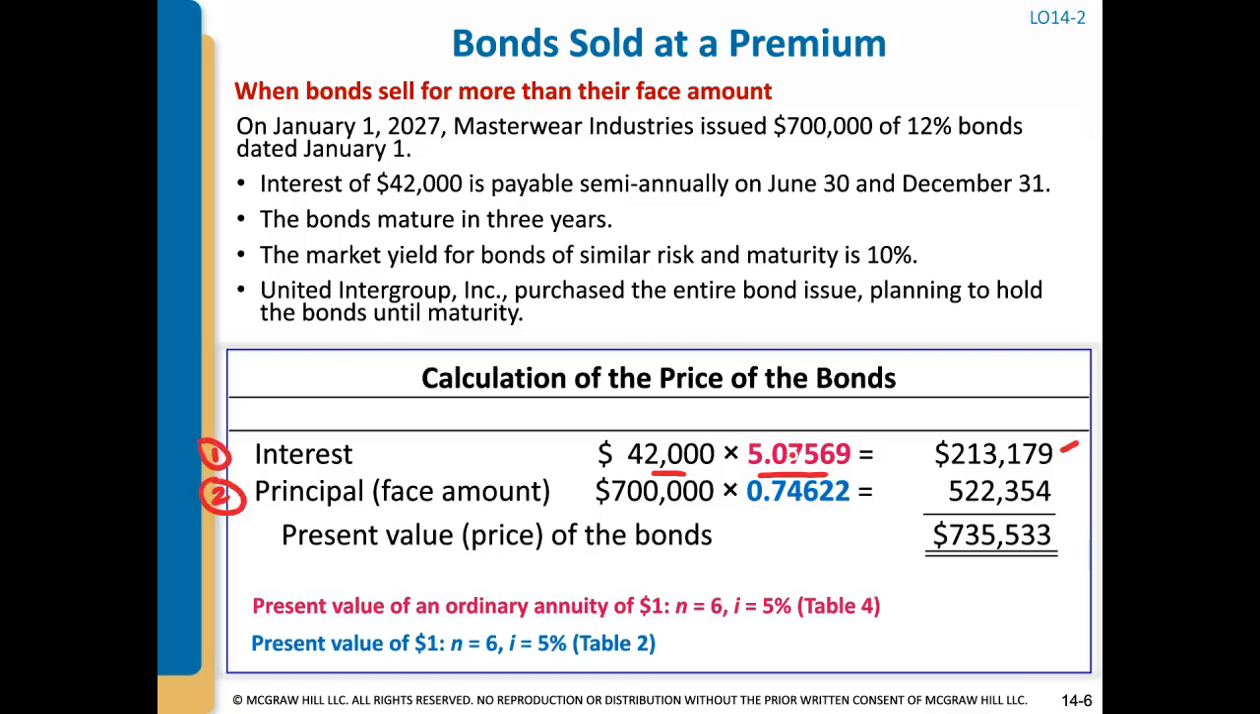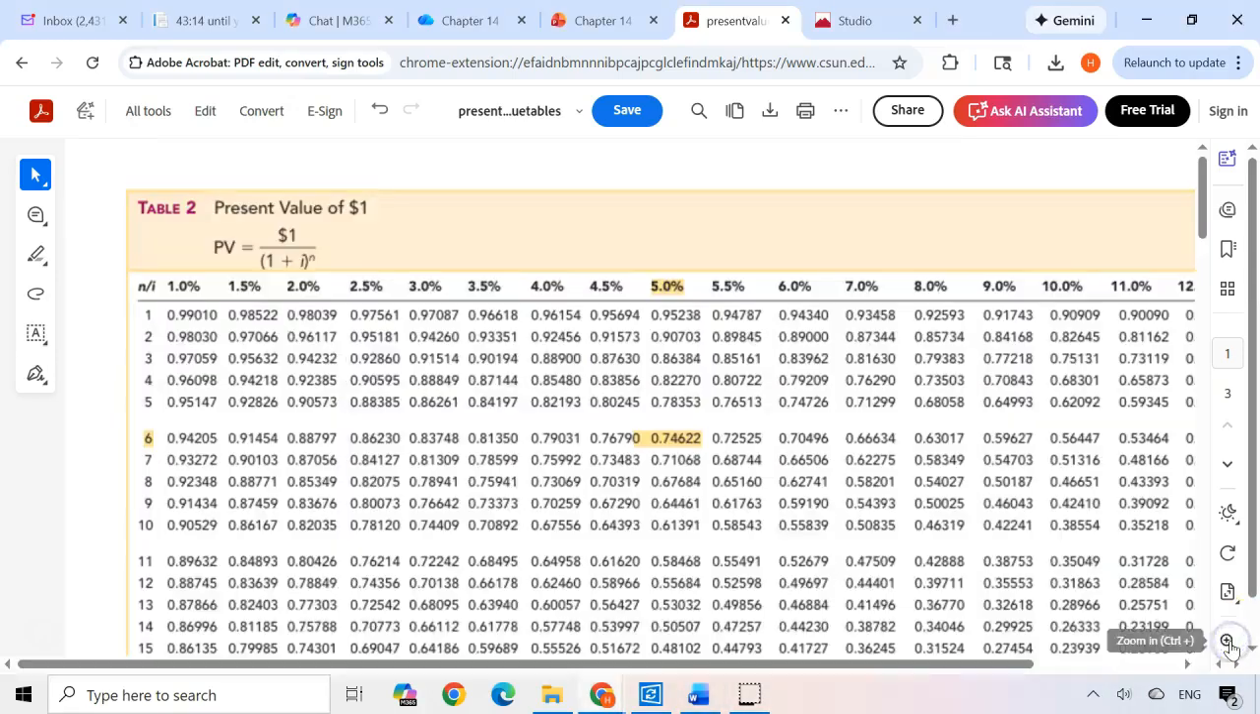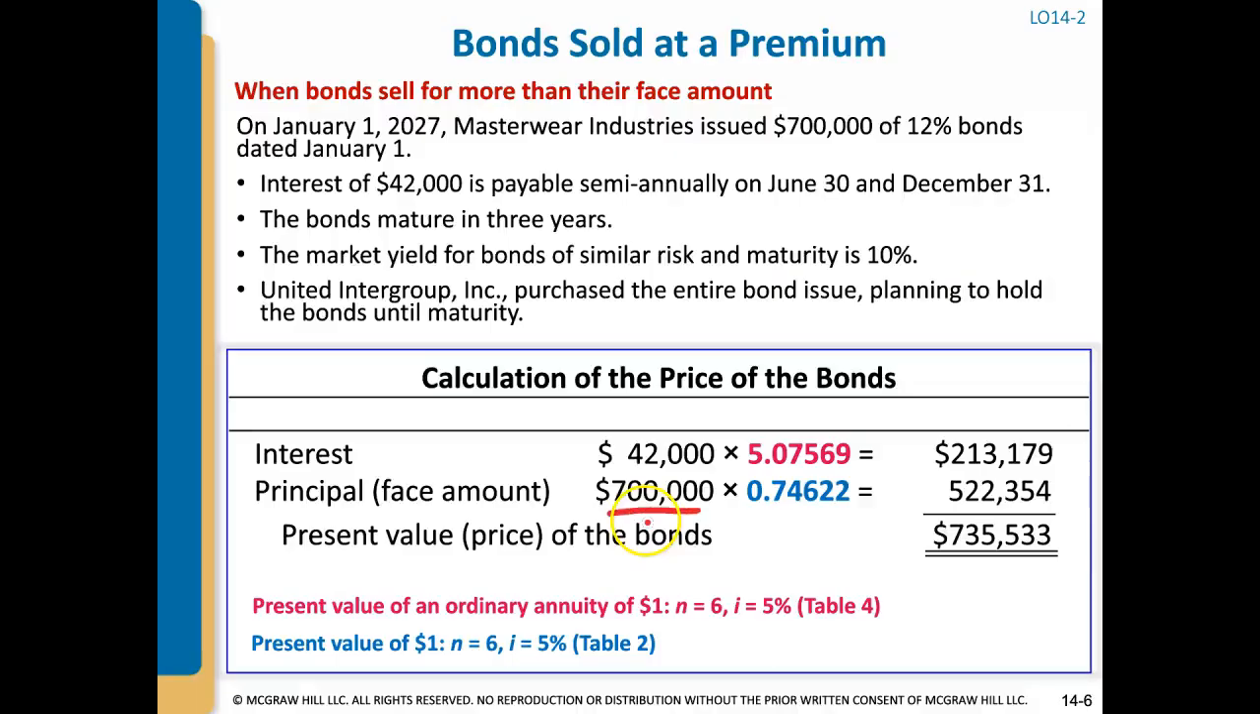The second step is we're going to take the principal, also called the face value or face amount, of 700,000, and that is going to use a present value of $1 because it's not a series of payments. Again, n equals 6, i equals 5, except this time we're using the present value of a dollar table. Here, n equals 6, i equals 5 is highlighted, and that factor is 0.74622.